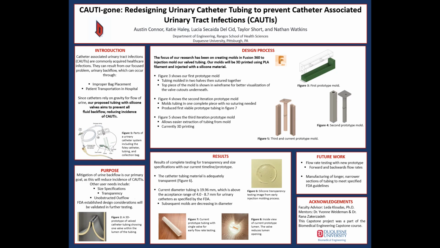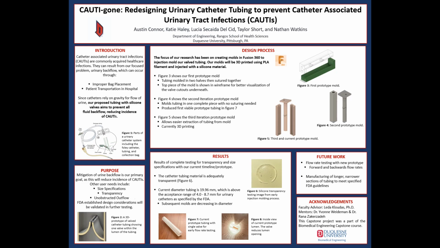Figure 3 shows our first prototype mold, in which tubing will be molded in two halves and then sutured together. The top piece of the mold is shown in wireframe for better visualization of the valve cutouts underneath. Figure 4 shows the second iteration prototype mold, which molds tubing in one complete piece with no suturing needed. This produced our first viable prototype tubing in Figure 7.